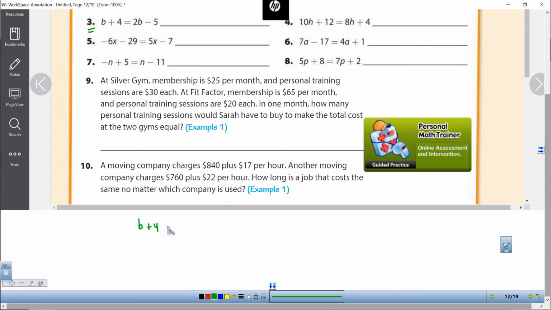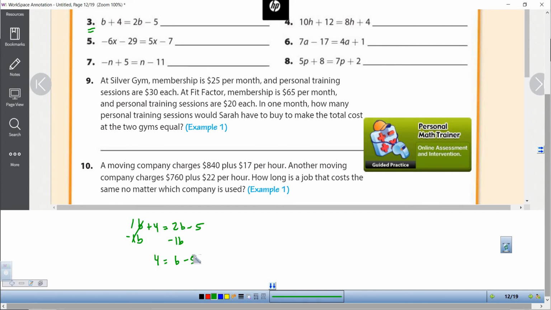b plus 4 is equal to 2b minus 5. So again, I have variables on both sides. My recommendation to you: find the variable terms. There they are, b and 2b. Find the one that has the smaller coefficient. The coefficient on this one is 1, and the coefficient on this one is 2. Find the one with the smaller coefficient and take it away. Minus 1b, minus 1b. When I do that, I get 4 is equal to b minus 5.